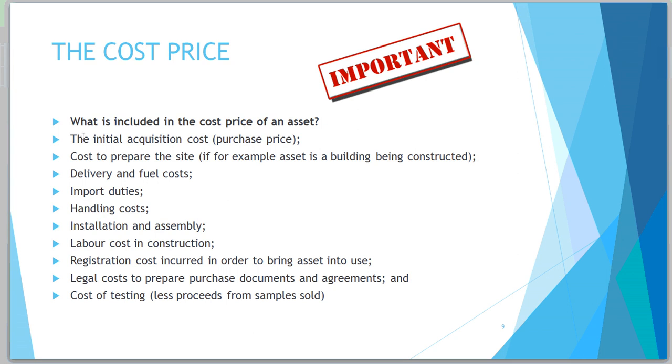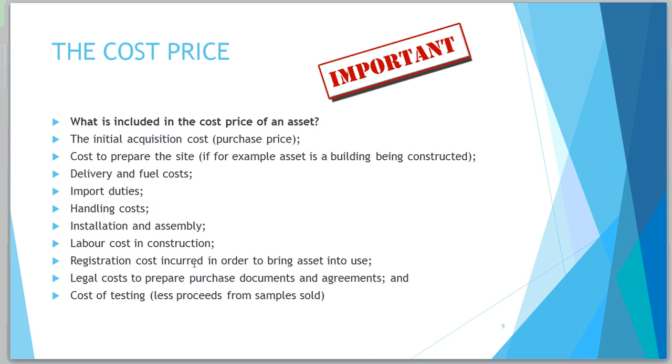The first thing that is included in the cost price of the asset is the initial acquisition cost, so that is the purchase price of the asset. Then also costs to prepare the site. For example, when an asset like a building is being constructed, the cost to prepare the site is included. Then also any delivery costs and fuel costs, import duties, handling costs, installation and assembly, and then also your labor costs of construction. Again, if we have a building that should be constructed, the labor cost is included.